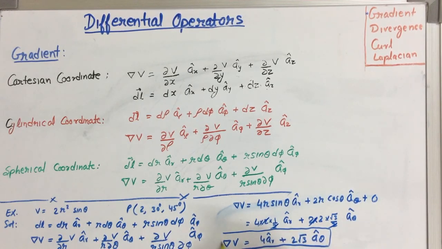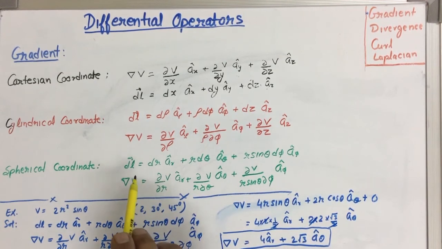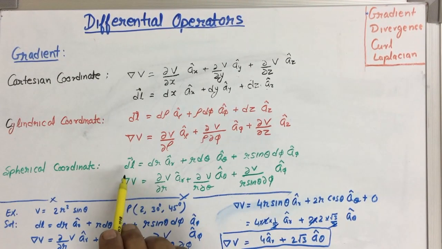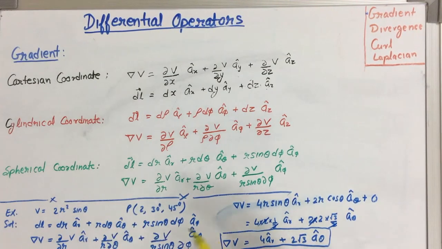So in any coordinate system we can find the gradient just by knowing the differential length. So this quantity, if transformed into a vector quantity at this point, then we can say this vector will give the maximum rate of change at this point.